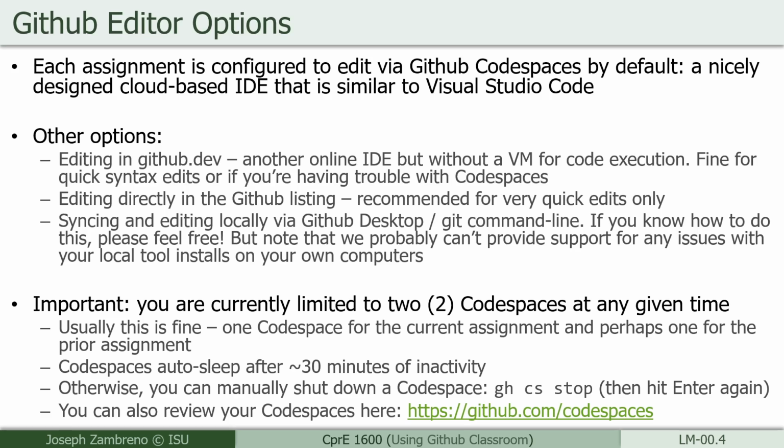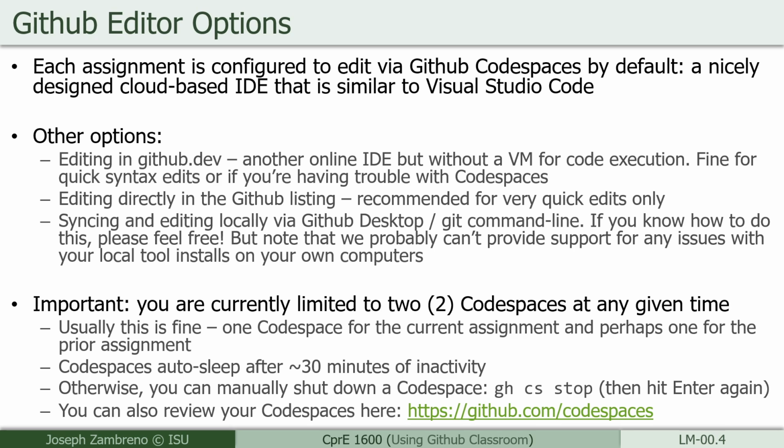The other big caveat, and when we experience it we'll just overcome it, is that via GitHub policy, you're limited to only using 2 separate code spaces at any given time. I think in practice that should be fine, right? You maybe have one code space open for the current assignment, and to see what you previously did, one open for the prior assignment. These assignments are related, so it makes some sense to have two things open side by side. They will auto-sleep. After roughly 30 minutes of inactivity, the code space will go to sleep, and you can open up another one.